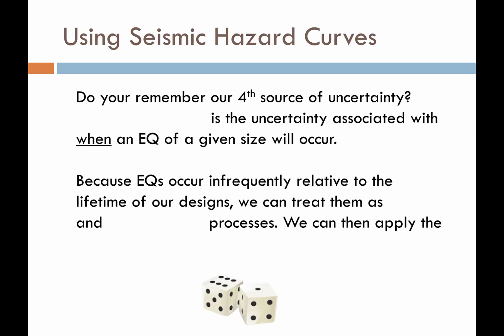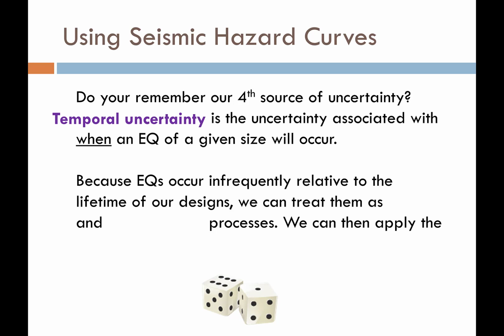And how do we use seismic hazard curves? So do you remember the fourth source of uncertainty we talked about with predicting future earthquakes? Yeah, it's the uncertainty dealing with time. When will that earthquake occur? We really don't know. That uncertainty is what we call the temporal uncertainty. And temporal uncertainty is handled not with things like time machines or divination or anything like that, but it's handled with statistics and probability theory.